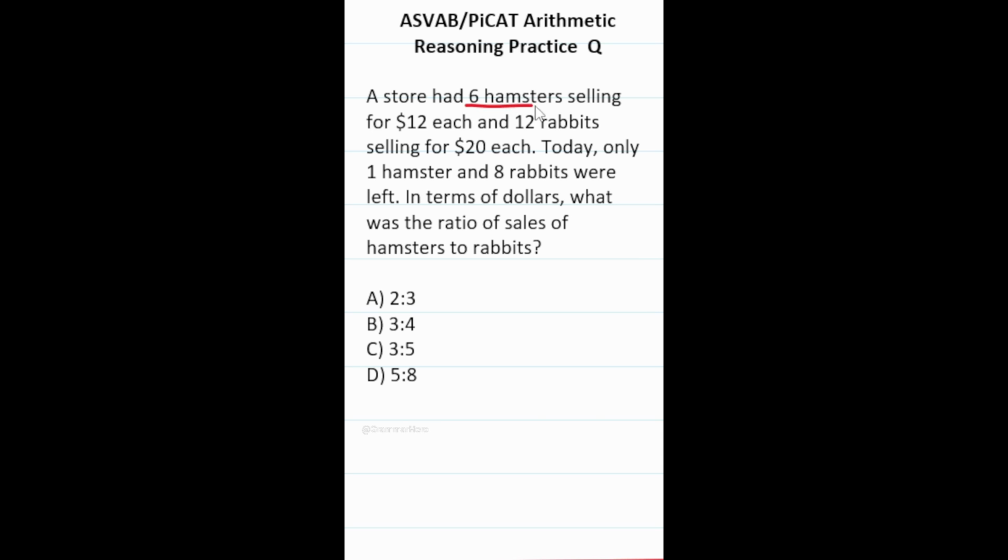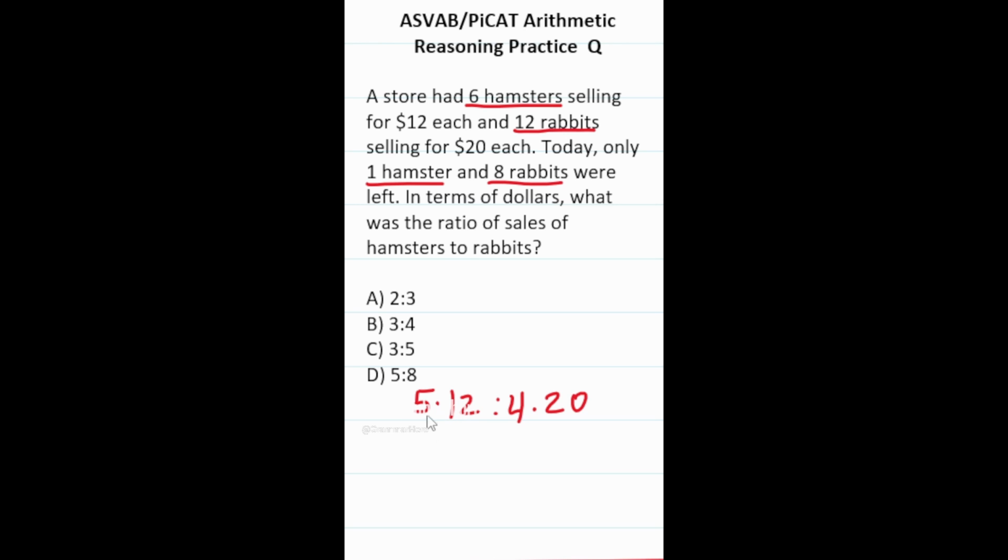So again, we had 6 hamsters. There's only one left. 6 minus 1 means 5 of them were sold at $12 a piece. Let's look at rabbits now. There were 12 in the store. Now there's 8. 12 minus 8 means 4 of them were sold and they are $20 a piece.